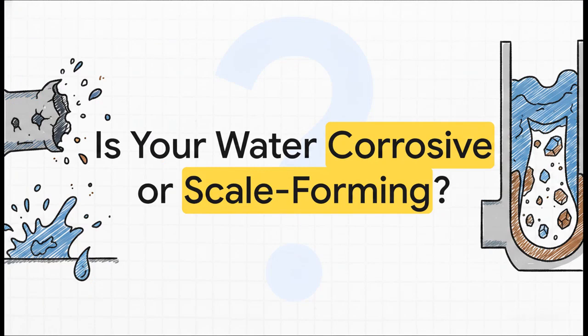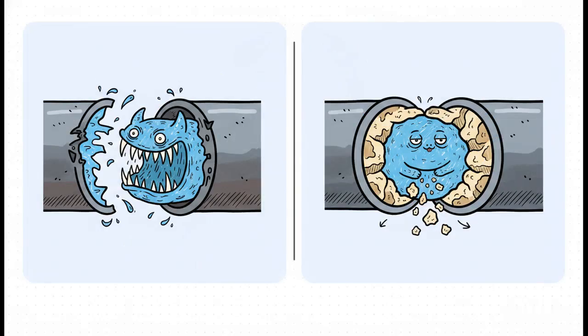Is it aggressive and corrosive, literally eating away at your infrastructure? Or is it oversaturated and scale forming, leaving behind mineral deposits that can choke the whole system? Think of it this way. Corrosive water is hungry. It's looking for minerals, and it's happy to get them by leaching calcium right out of your pipes. On the flip side, scale-forming water is full. It's totally oversaturated, so it starts dropping its extra minerals everywhere, which builds up and creates blockages. And trust me, both of these are huge problems that lead to very expensive failures.